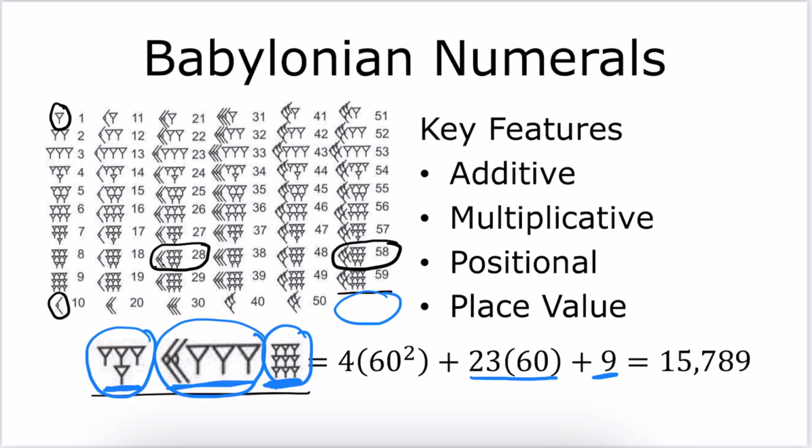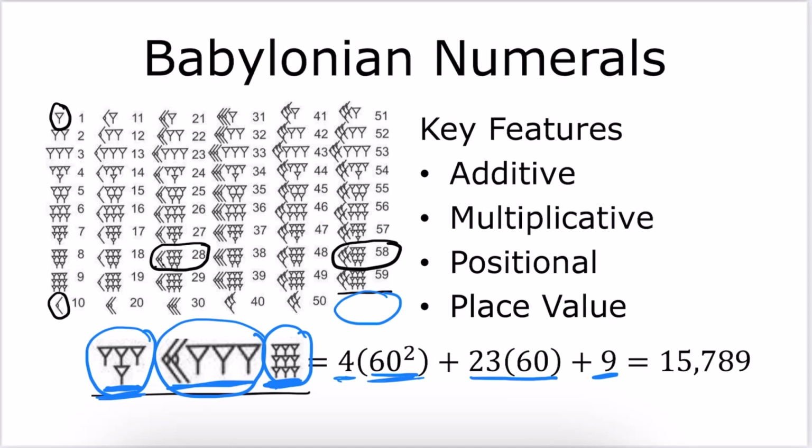And so basically that's 60 squared, because if you have 60 groups of 60, then that's going to be 60 squared. And so this number here is basically a 4 in the 60 squared place value, because every time you count up to 60 in one of the place values, then you start over again.